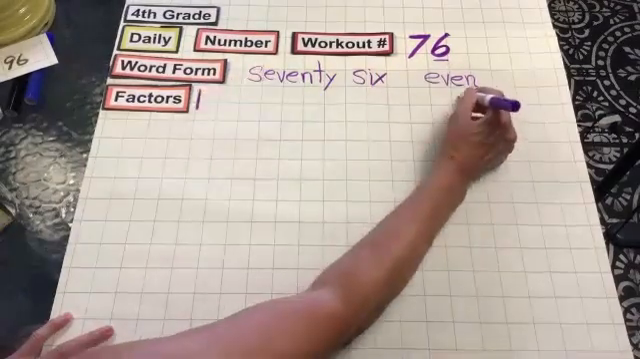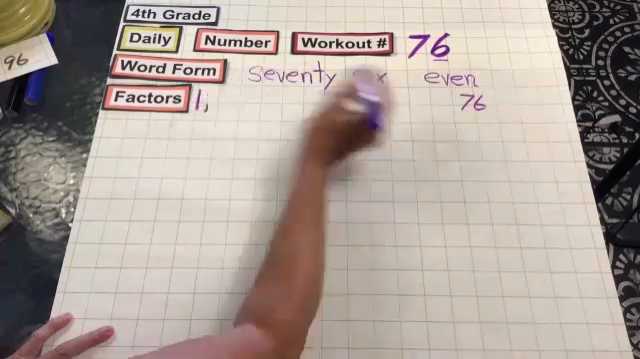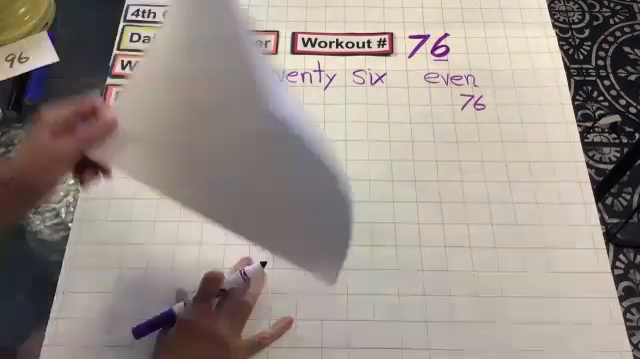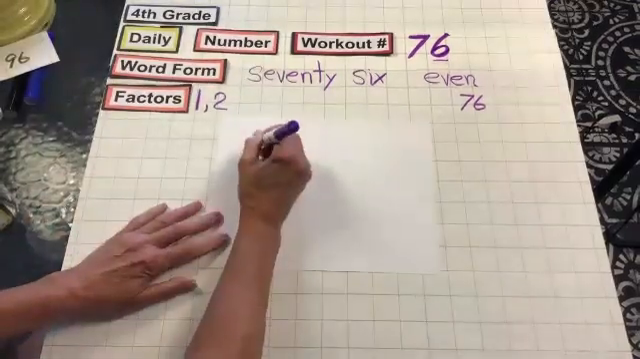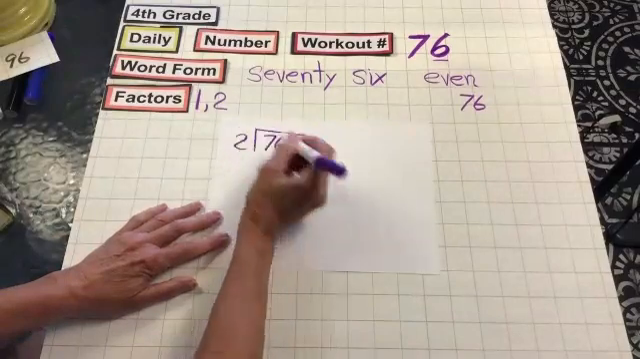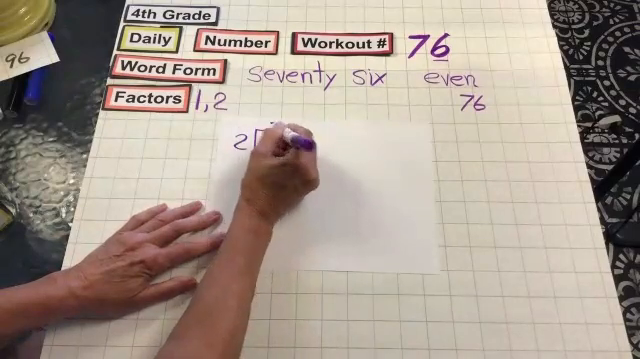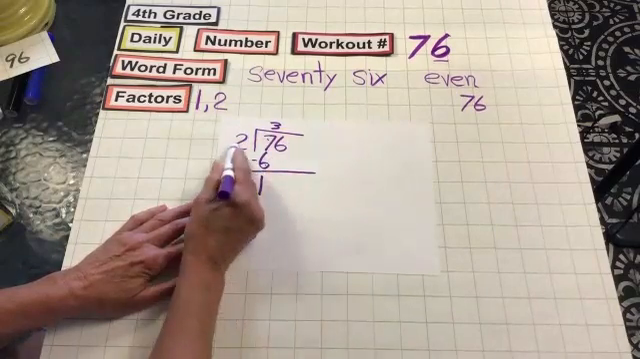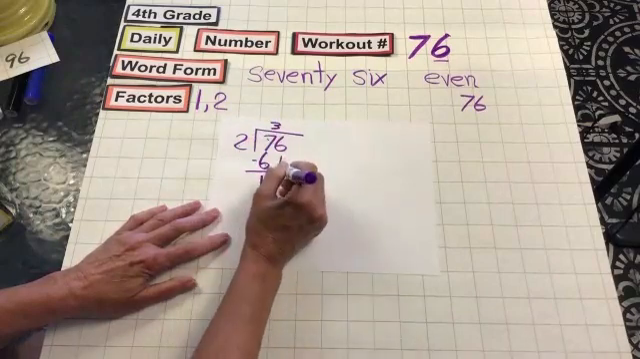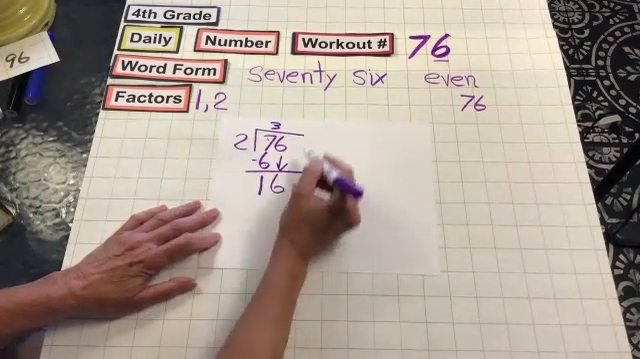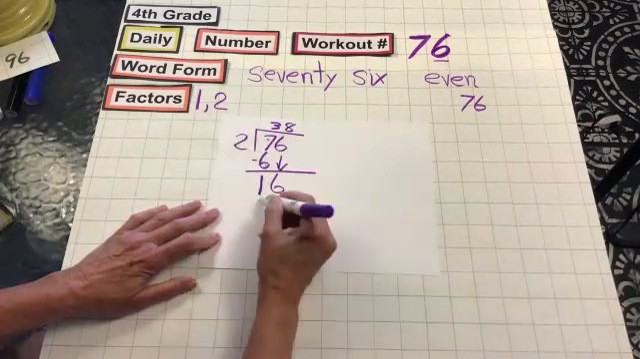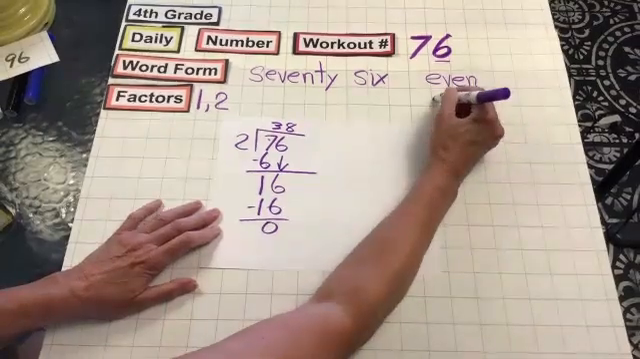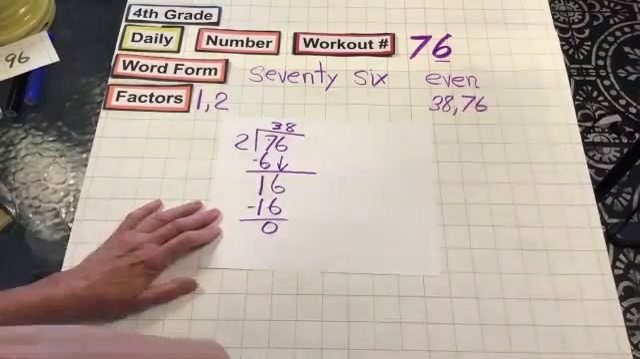So we know 1 times 76 equals 76. Because it's even, 2 does go in. So let's get our scrap paper out and do some division here. 2 goes into 7 3 times because 3 times 2 is 6. 7 minus 6 is 1. 2 doesn't go into 1, so we're done with that column. Drop down the 6. 2 goes into 16 8 whole times because 8 times 2 is 16. Nothing left over, so we're done.